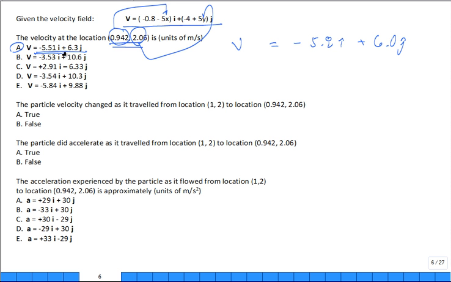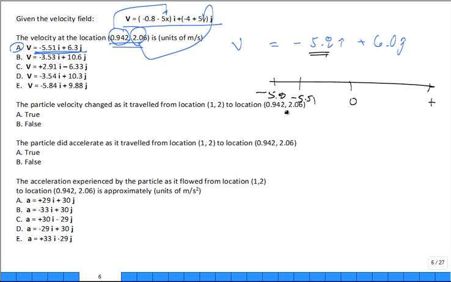Now we compare. It's negative 5.51 in the x. See that? So what happened in the x? Did it accelerate in the x or decelerate in the x? It started at negative 5.8 and it went to negative 5.51. So if I put it on a scale of zero, positive, negative, it was negative 5.8. Now it's negative 5.51. It accelerated. The acceleration in the x is positive.